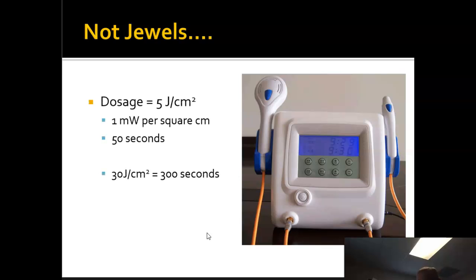Right there, it talks about, look, if you want to deliver 5 joules per centimeter squared, if that's the amount of laser energy you want to deliver, and your machine, say you got this machine right here, will crank out 1 milliwatt per square centimeter. Okay, then you can see the actual calculations in your book if you're really interested in multiplications and order of operations. But ultimately, that comes out to 50 seconds.